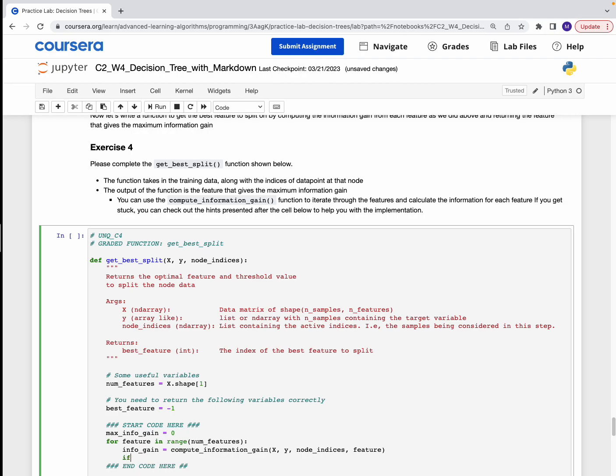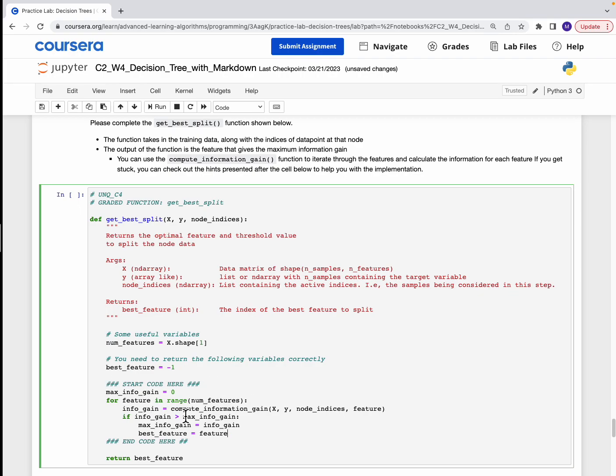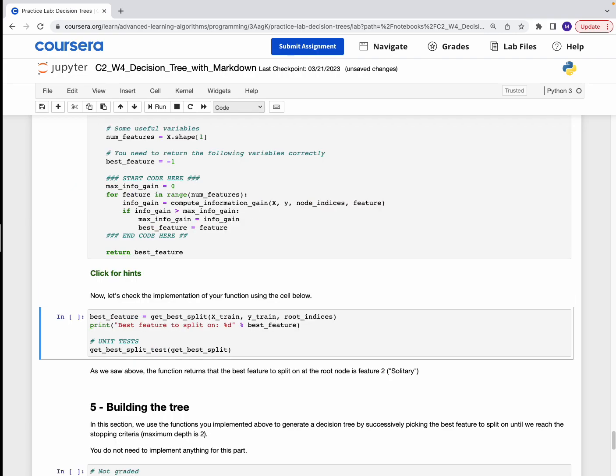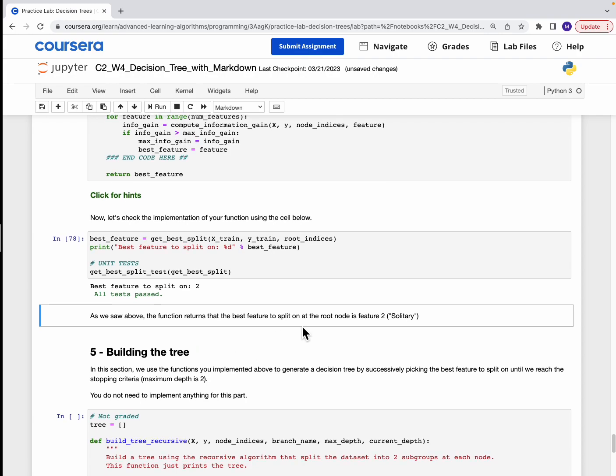Now if info gain is greater than max info gain, we're going to set max info gain to be equal to the info gain, the updated info gain. And therefore the best feature will be this particular feature that we're on. And we're going to keep iterating through, and this will find out the feature with the highest information gain, and all tests passed. And we found out that the best feature to split on at the root node is solitary.